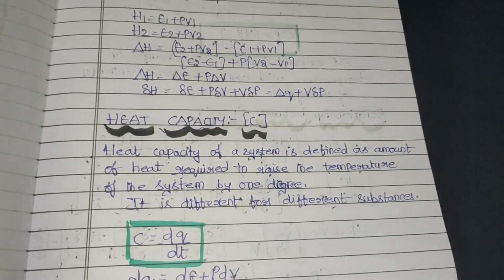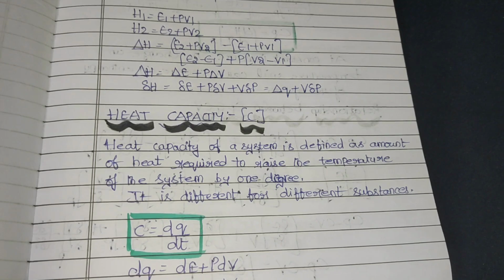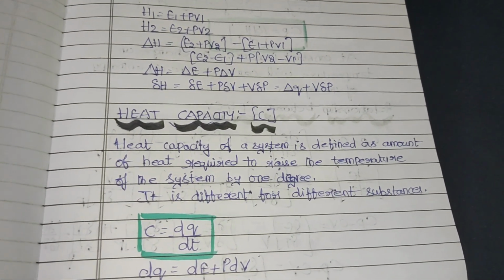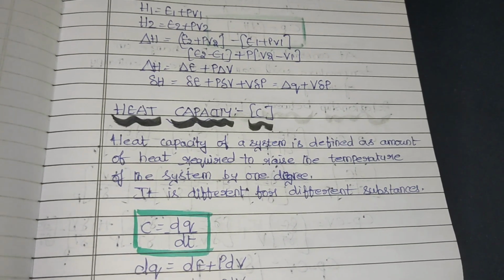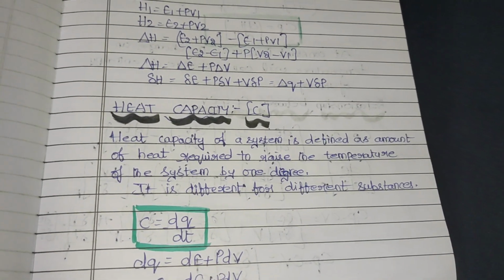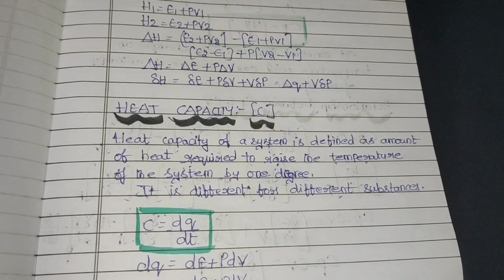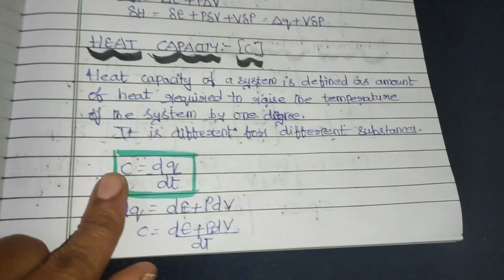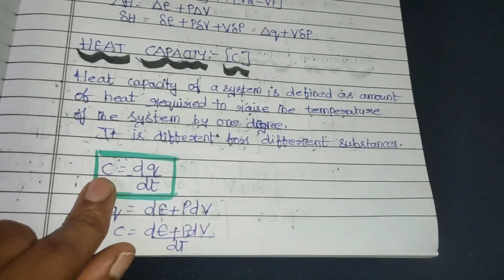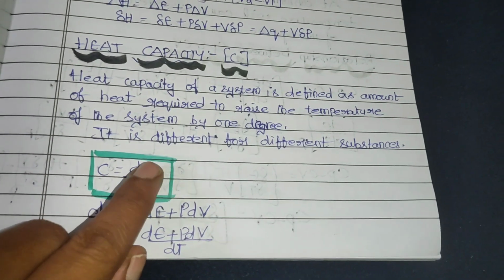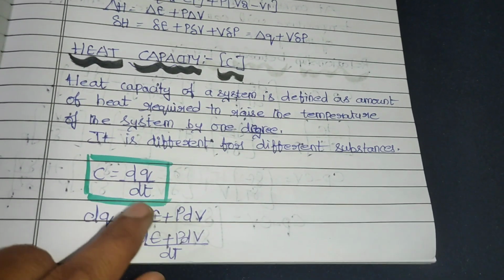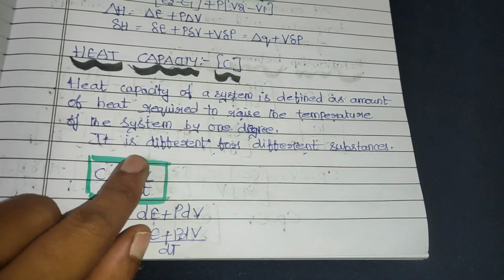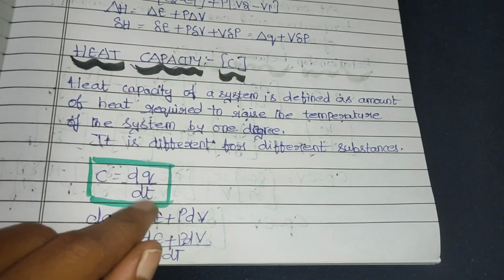So different substances will be heated at different temperatures. More heat is required to raise the temperature of some substances, while for other substances, less heat is enough to raise the temperature. So it is different for different substances, and we can give its formula. C is equal to dq, the amount of heat given, to raise its temperature by dT. So C is equal to the amount of heat given divided by the rise in temperature, dT.